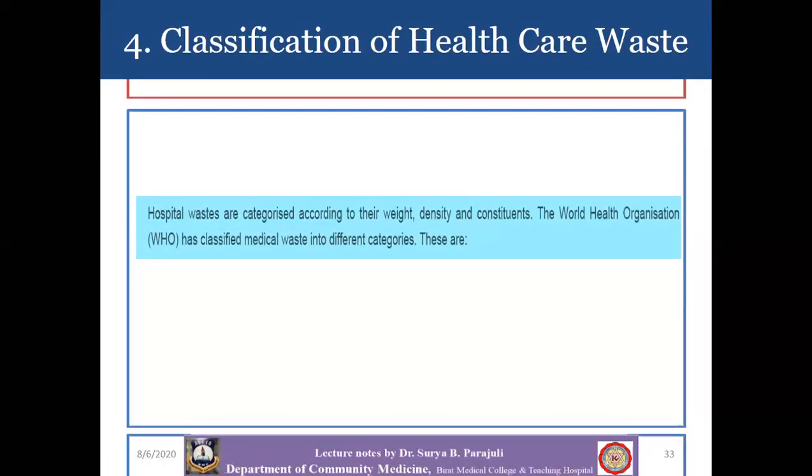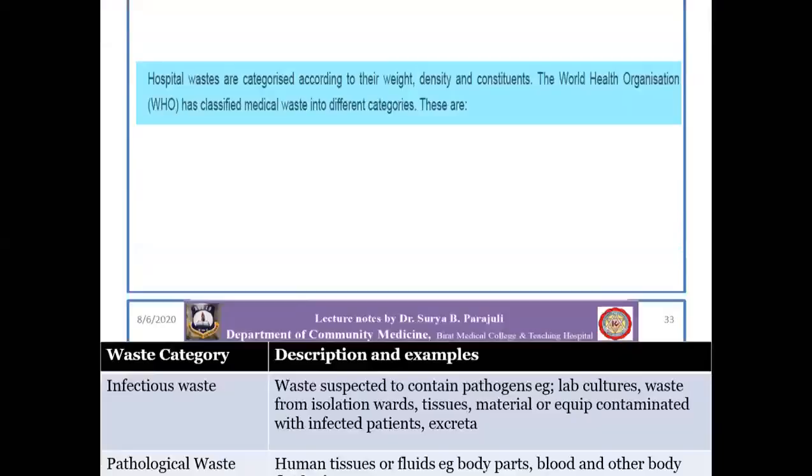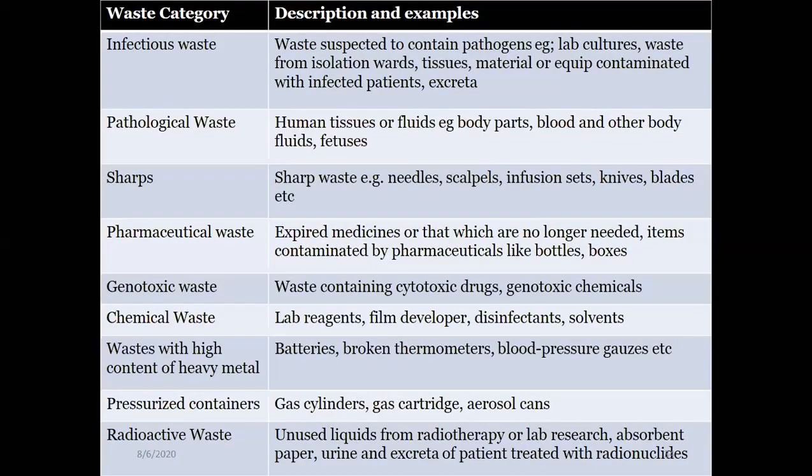WHO classified healthcare waste as infectious waste, pathological waste, sharps, and pharmaceutical waste. Infectious waste means waste generated from the pathology lab, cultures, waste from the isolation ward or COVID-19, or material or equipment contaminated by infected patients, etc.